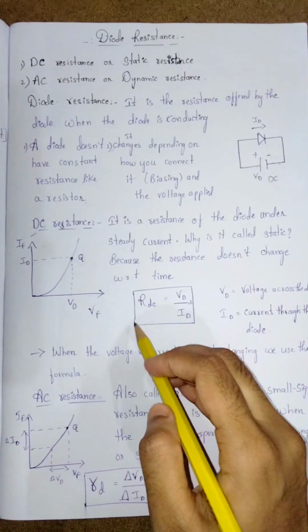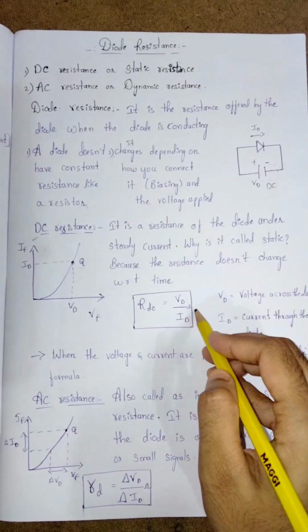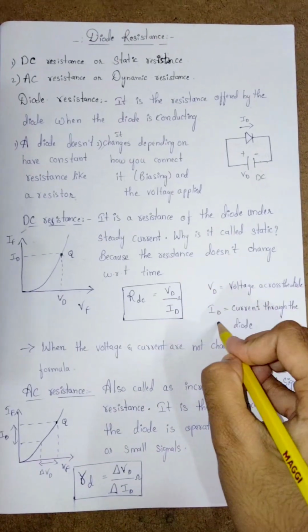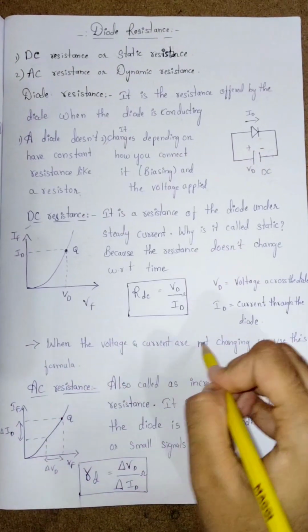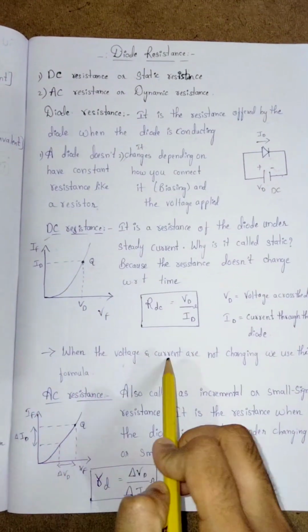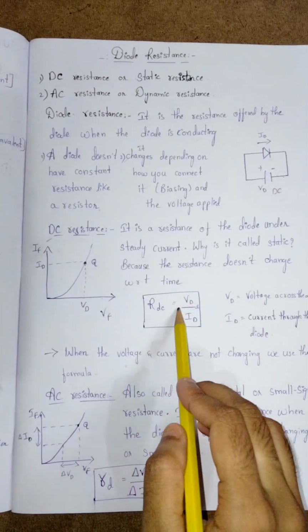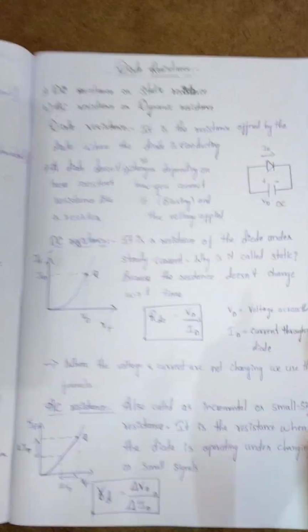And we have this formula over here, which is VD by ID ohms. VD here is the voltage across the diode, and ID over here is the current through the diode. When the current and voltage are not changing with respect to time, we use this formula, which is RDC is equal to VD by ID, and ohms is the unit.